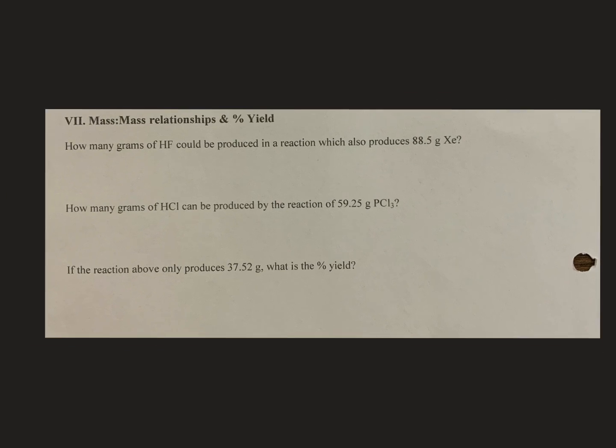All right, first question. Let me just take a picture of this, and then I don't have to write it down. You guys have it in front of you. Okay, it says, how many grams of HF could be produced in a reaction which also produces 88.5 grams of Xe?